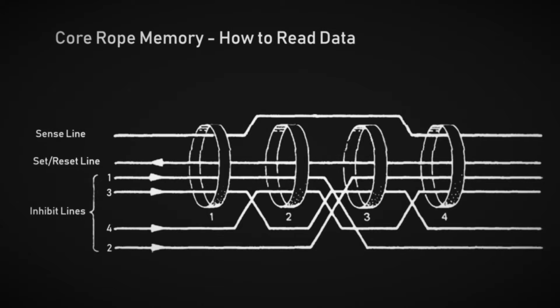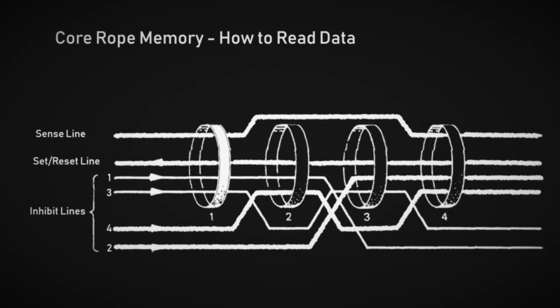One can see that it either threads a core or passes next to a core. When the sense line threads a core, it represents a binary 1. When it passes the core, a binary 0. 0 for passing, 1 for threading. If we now reverse the magnetization of core 1, a current will be induced in the sense line. The resulting pulse is interpreted as a binary 1.